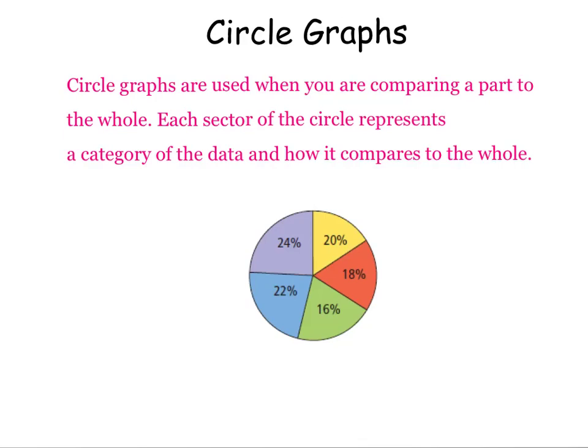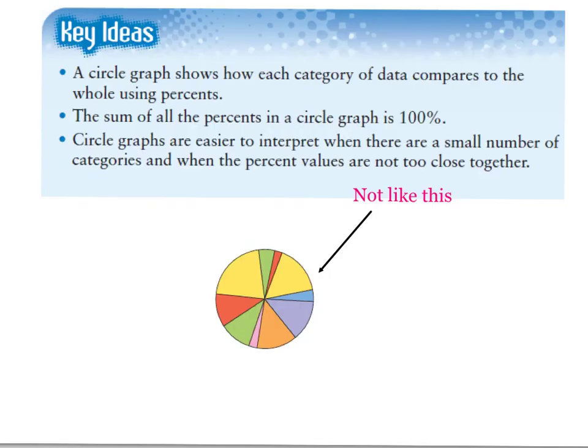Today we're going to talk about circle graphs. Circle graphs are used when you are comparing a part to the whole. Each sector of the circle represents a category of the data and how it compares to the whole. A circle graph shows how each category of data compares to the whole using percents. The sum, or adding up all of the percents in a circle, is 100%.